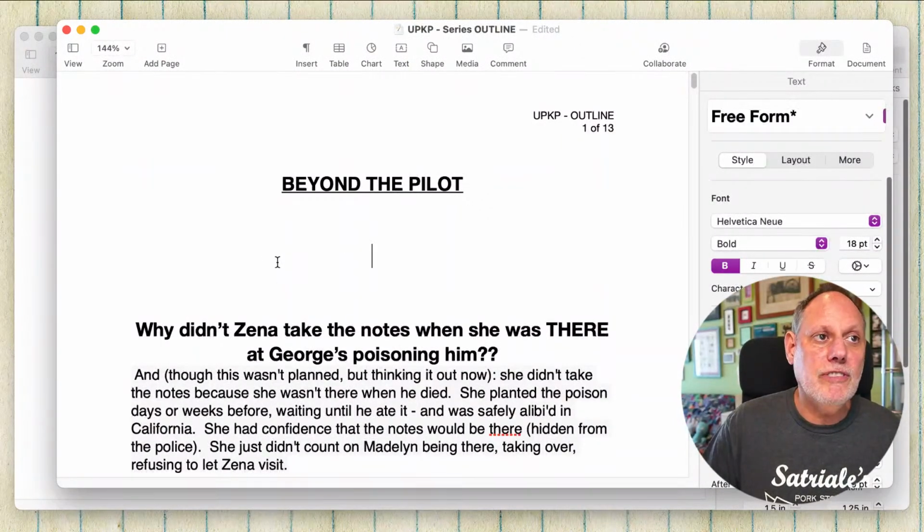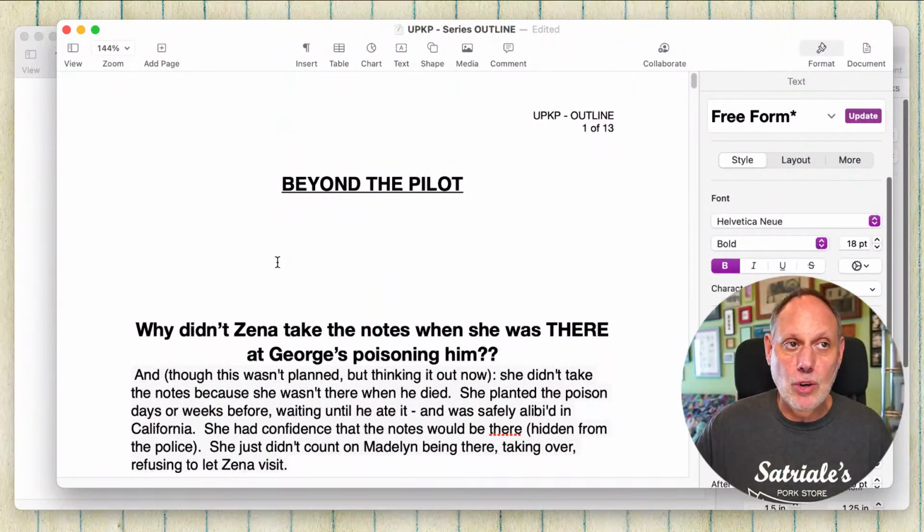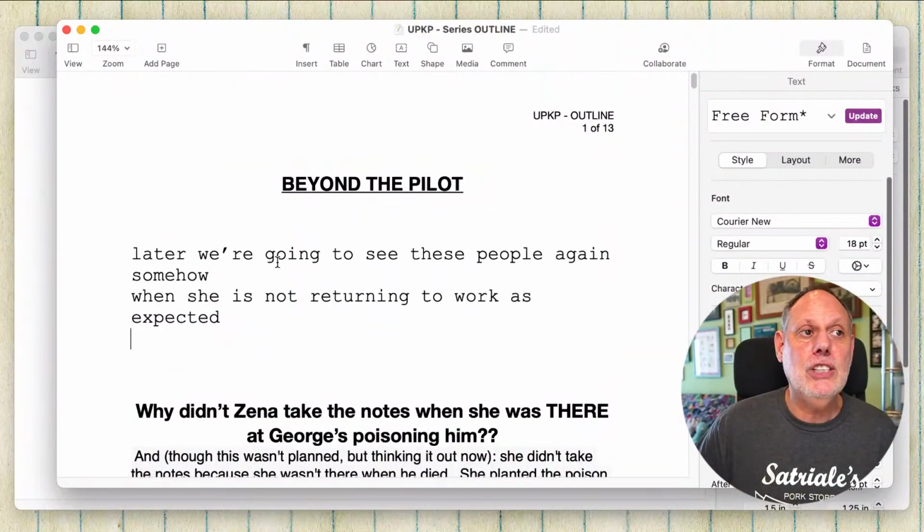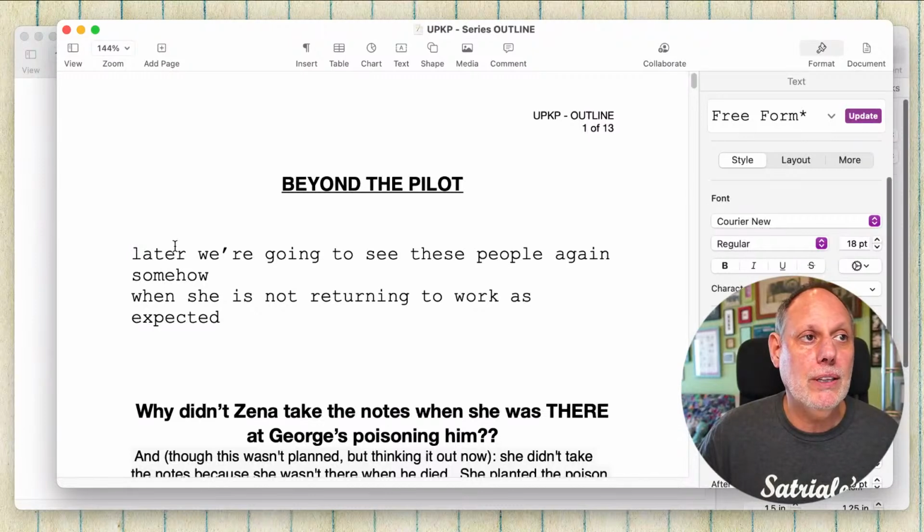It's all the stuff that I know is going to happen later in the story that I'm saying to myself, oh, remember, she has to do this and that. And I just need a place to put that. So I'm putting it right there.